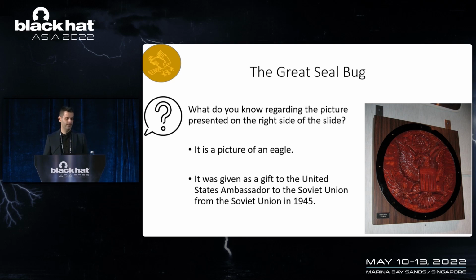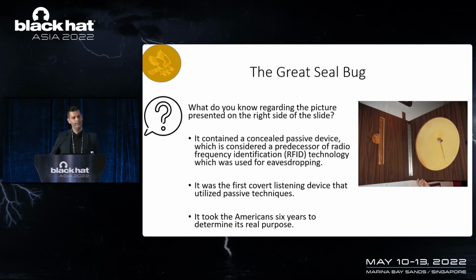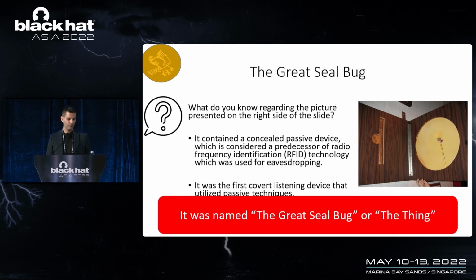It looks very nice if you observe it from the outside, but if you examine it internally, you will find that it contained a concealed passive device, which is considered the predecessor of RFID technology, which was used for speech eavesdropping. It was the first known covert listening device that utilized passive techniques. It took the Americans about 6 years to determine its real purpose. Maybe some of you are more familiar with its name. It was named the Great Seal Bug, or maybe more commonly known as the Thing.